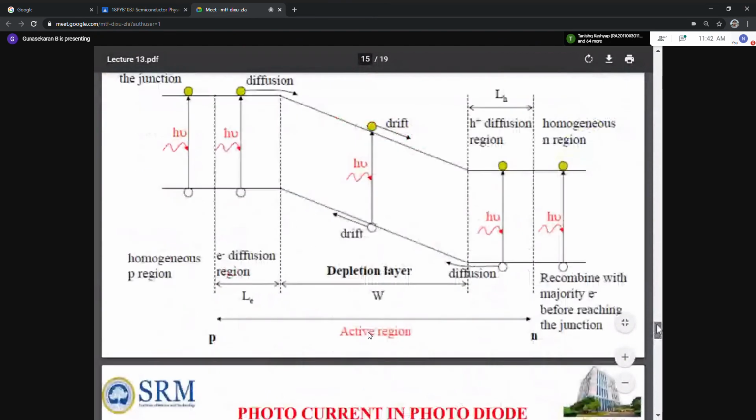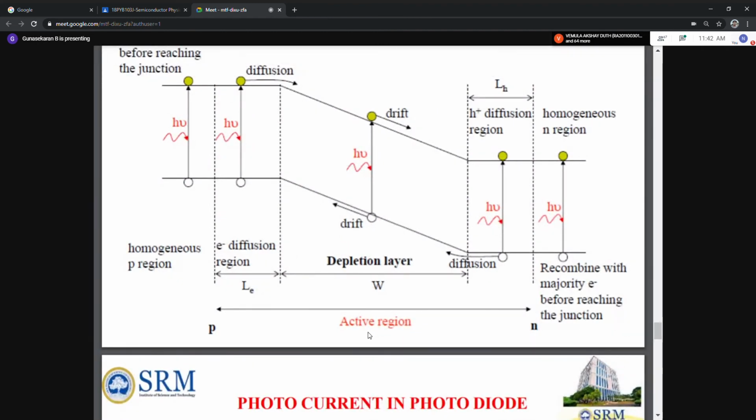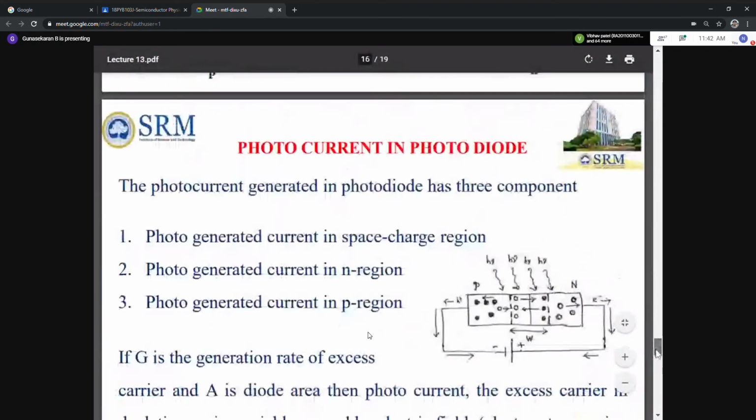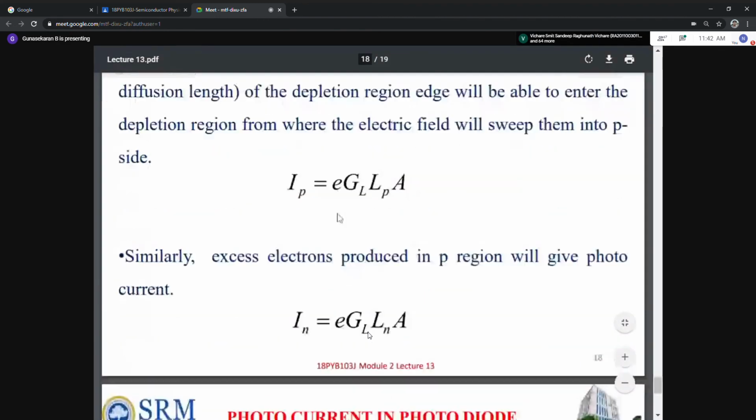So this region is there, LN, LE, width of the depletion region W. This is the PN region, the active region, and this is the width of the region. And this is where the different diffusion processes take place. All these things are explained by this diagram only. Based on that, you go to write that IP and IN. That's all. See those equations, EGL, LP A, here LN A. That's all.